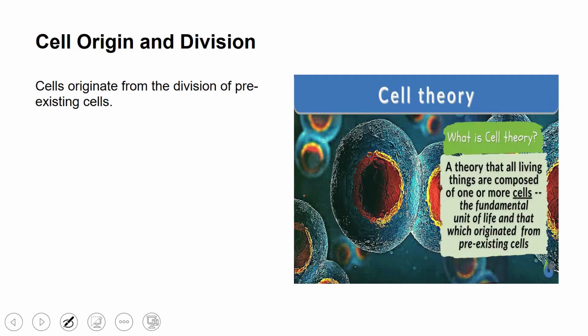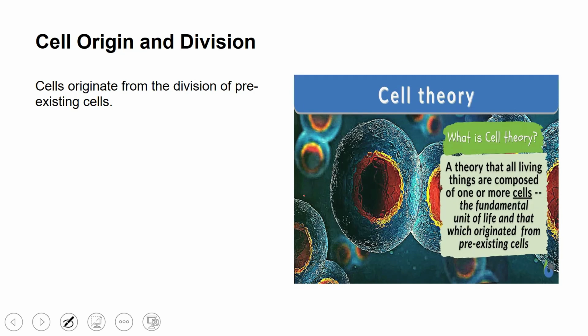And of course, part of the cell theory we are going to look at is that all living organisms are composed of one or more cells. Those organisms that have one cell are called unicellular, and those that have more cells are called multicellular. This is for you to understand that the fundamental unit of life is the cell, which originated from pre-existing cells.